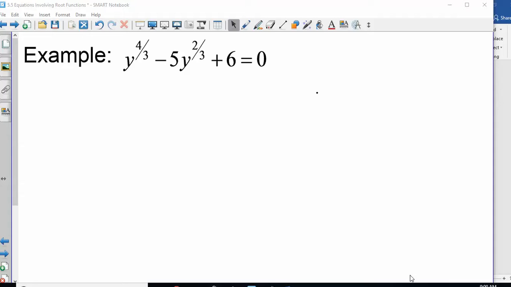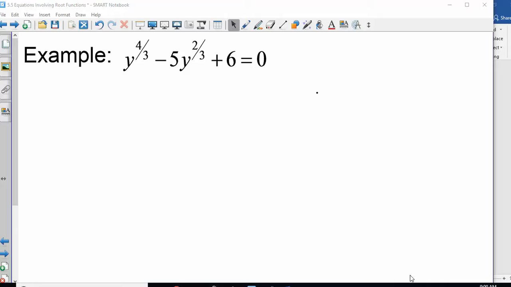They would have to be multiplied in order for you to be able to combine them. With adding and subtracting, they have to be like terms. There is an easier way for this if you recognize it. Y to the 4/3, y to the 2/3. Do you recognize anything about those? They have the same denominator, and their numerator one is twice the other.